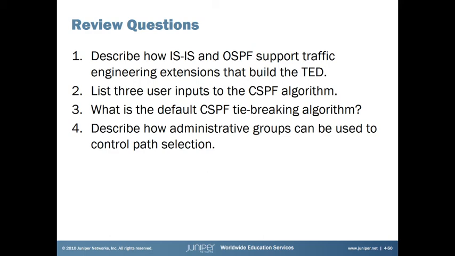Describe how administrative groups can be used to control path selection. So what are our possibilities with administrative groups? There is include any, include all, and exclude. So they are the 3 things we can do with those groups, and we can define those as constraints.